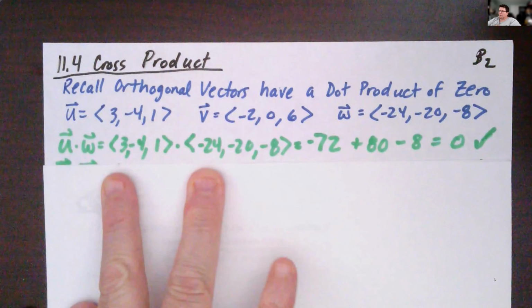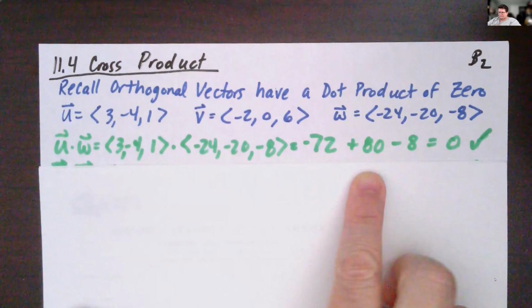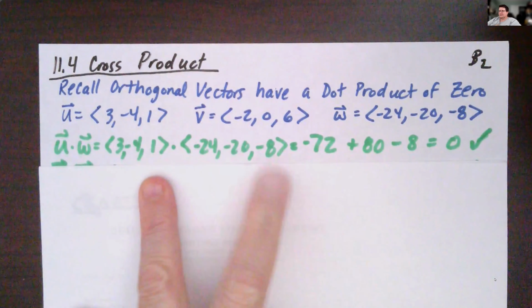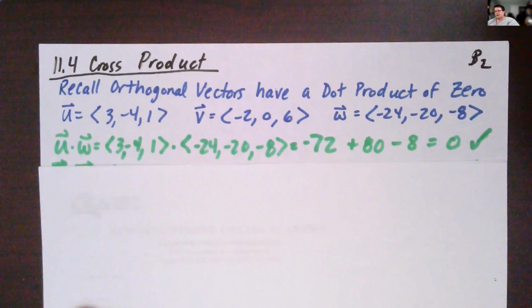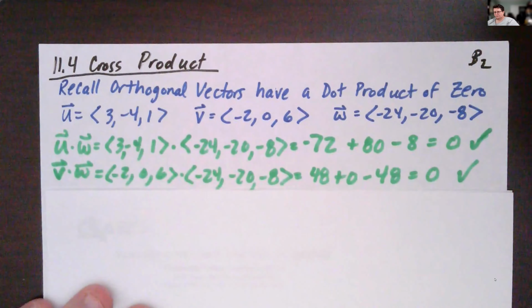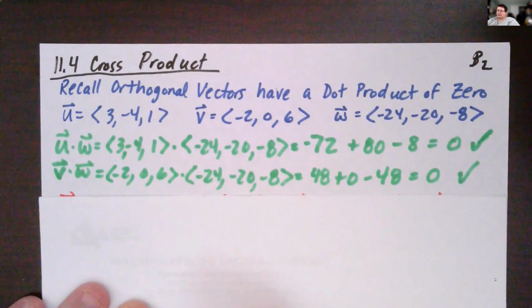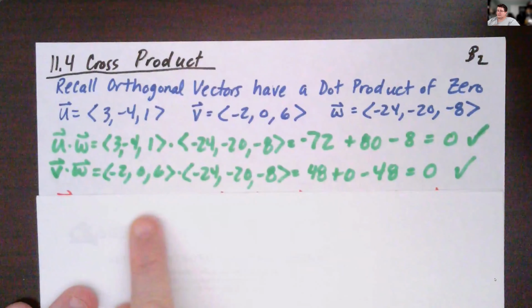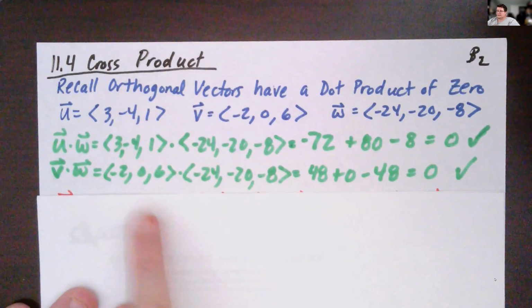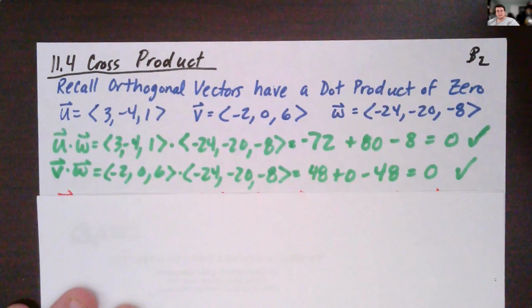3 times negative 24 is negative 72. Negative 4 times negative 20 is 80. 1 times negative 8 is negative 8. We add them up, 0. Bam. U is orthogonal to W. V. Is V orthogonal to W? Negative 2 times negative 24 is 48. 0 times negative 20 is 0. 6 times negative 8 is negative 48. We add those up, we get 0. W is orthogonal to both U and V.